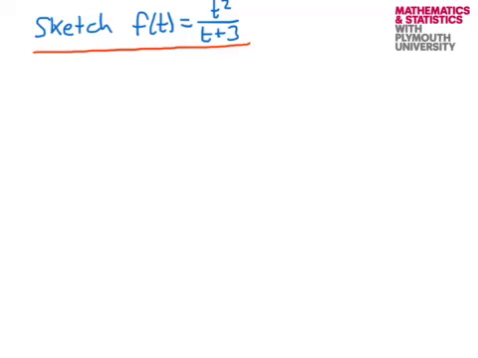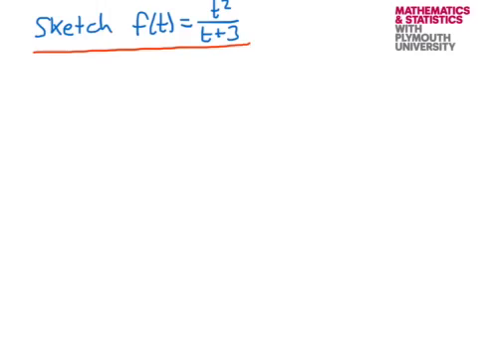So in this video I want to go through how we can use calculus techniques and other ideas to produce a sketch of the following function. It's a function of a variable t, and the function is t squared divided by t plus 3. So this is an improper rational function.